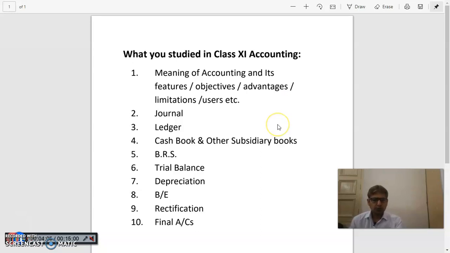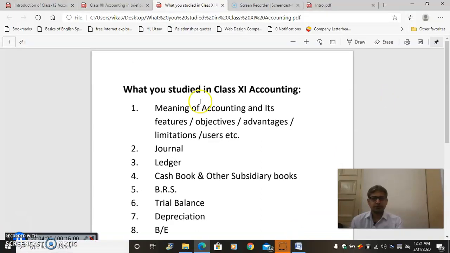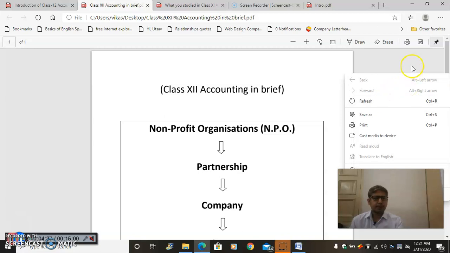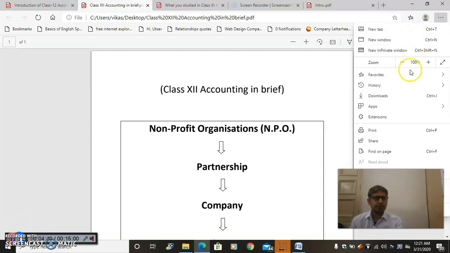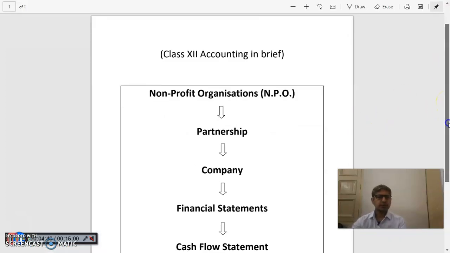Anyways, now let's move on to class 12th accounting, for which I have designed all this material for you. Coming to the next page, the next file, just hold on. Yeah, you can see this. I think you are able to see it, all of you.